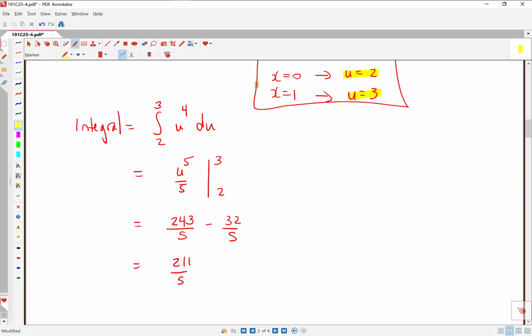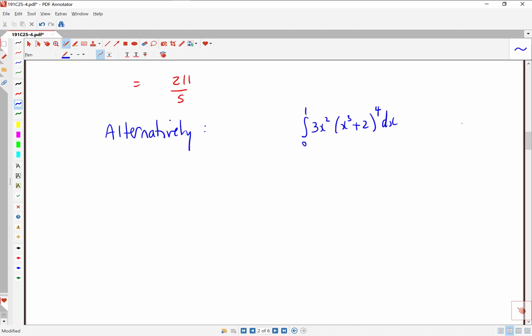So one critical step in this problem was changing the x values over to u values, which we did right up at the top of the screen here. There is an alternative way to solve the problem without changing your x values over. So I'll show you this alternative way just in case you prefer this method.